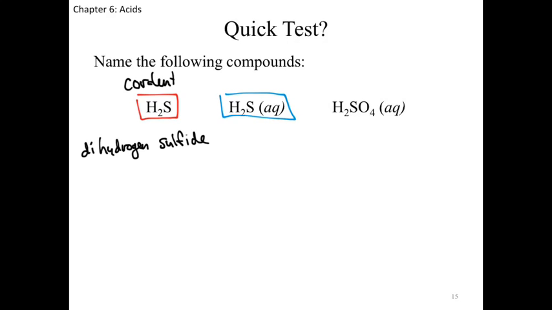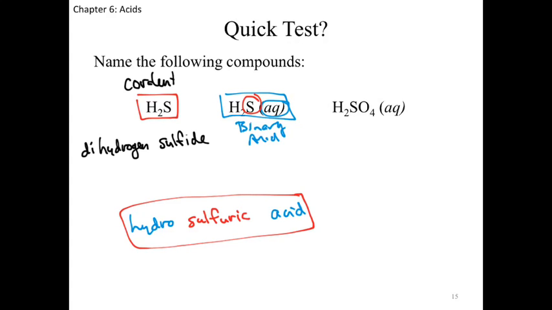Okay. Next one, you'll notice that we have that AQ, which means I'm looking at an acid, so I might write that down immediately as soon as I see that AQ. This is a binary acid. Because it's a binary acid, I know I need to start with my hydro. The next element is sulfur, so I will then specify it as sulfuric acid. So the name I've got, hydrosulfuric acid. Okay, and that's this guy.